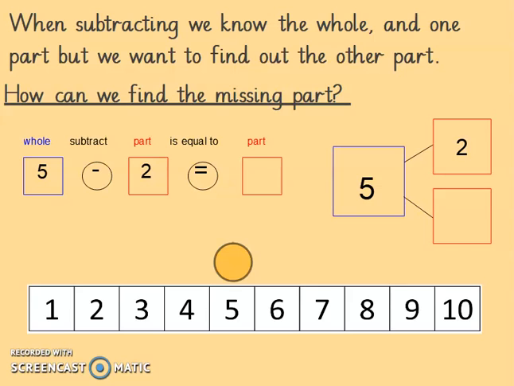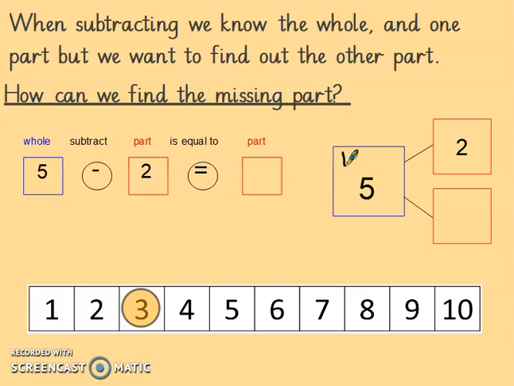Okay, so this week we have been talking about subtraction, and we know that when we're subtracting we are given the whole and one part, and we need to take away to find out what the other part is. So I'll just go through this again. We know the whole is 5. We need to take away 2. We can use this on a number track. I can see 5 and I need to go back 2. 1, 2.